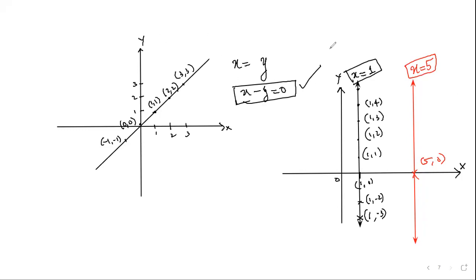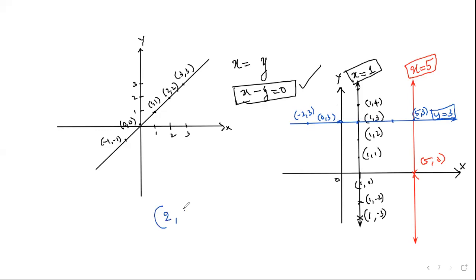Now let me see your smartness. What can you say about this line? Y is equal to 3. Excellent, Tripti. Because this is 1 comma 3, this will be 0 comma 3, 2 comma 3, 3 comma 3, 4 comma 3, 5 comma 3. Correct? Everywhere the y coordinate is going to be 3. So the equation of this line is y equal to 3.